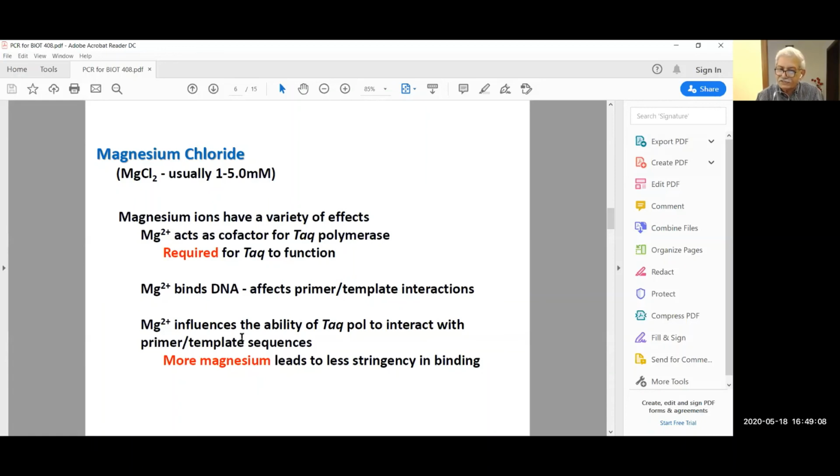Magnesium also influences the ability of Taq polymerase to interact with primer template sequence. So it enhances its interaction. But don't go beyond 3 millimolar, because more magnesium leads to less stringency in binding, meaning non-specific binding.